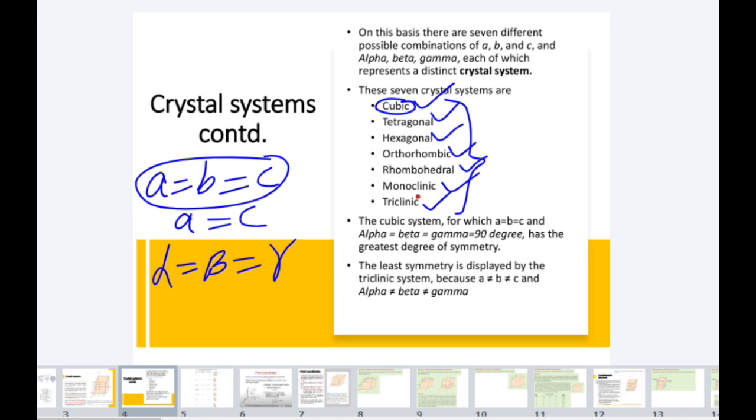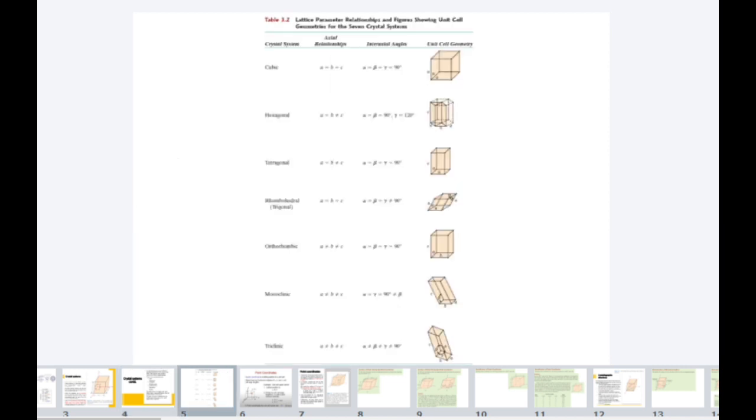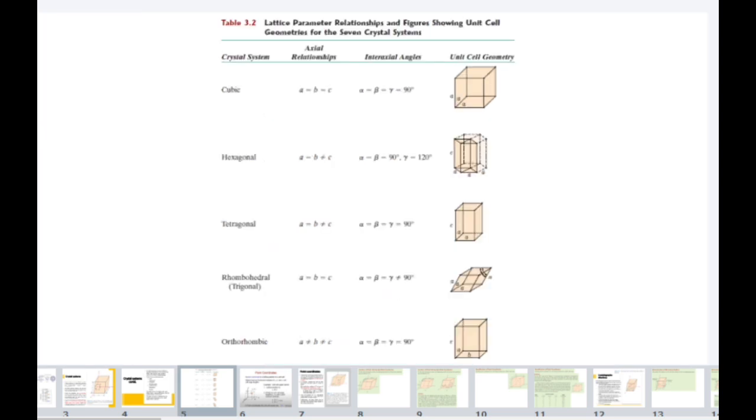While we have the last one, the triclinic, which is the least symmetrical, in which we see that A is not equal to B and B is not equal to C, and alpha is not equal to beta and beta is not equal to gamma. Right? So all these crystal structures are here. You can see here in the photo, right? I hope it is clear. Let me zoom it a little bit. Right? Now I think it is seen clearly.